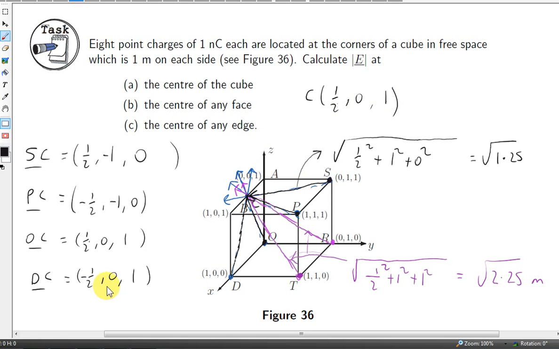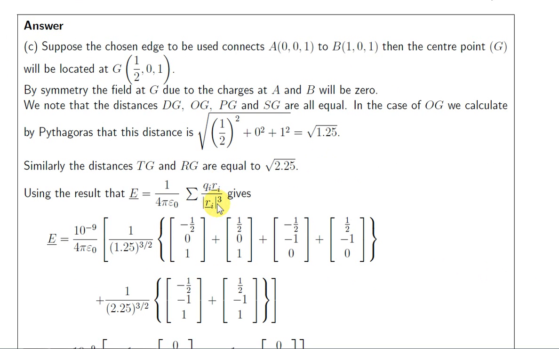So these four vectors need to be divided by the cube of their magnitudes. Well, their magnitudes are the square root of 1.25. We need to cube that, so we get 1.25 to the power of 3 halves. And we need to multiply by the charges. Well, the charges are all 1 nanocoulomb, or 10 to the minus 9 coulombs. So we need to sum those four vectors. So that'll give us the field due to those four charges.